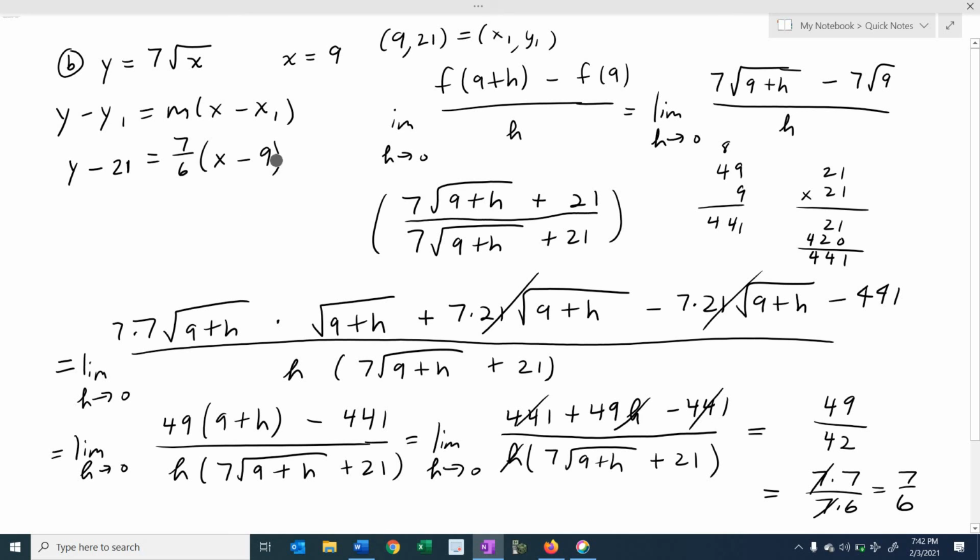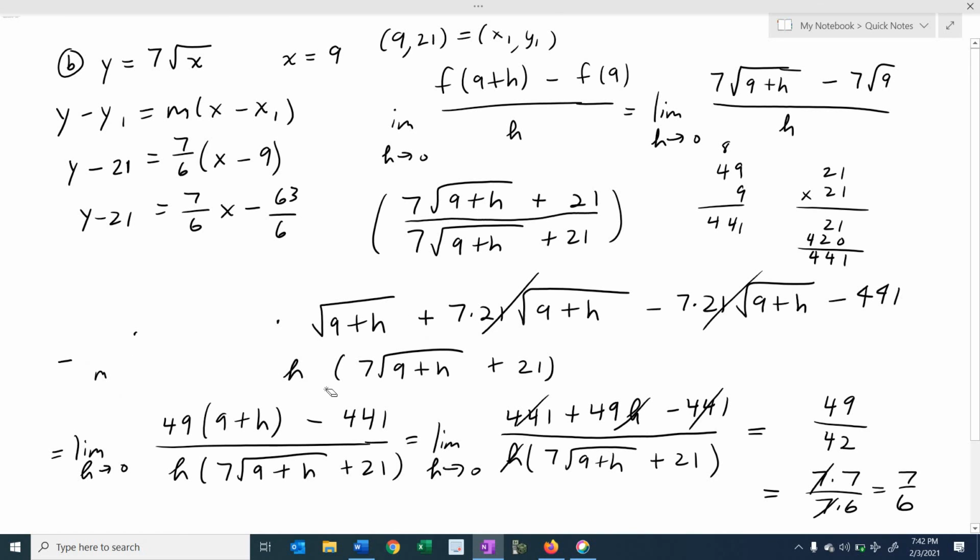Okay, and now to finish this off, let's just distribute the 7 over 6 to the x and the 9. And when you multiply those together, you get 63 over 6. And then let's just add 21 to both sides to get y by itself. Of course, when you add 21 to this side, you're going to have to get a common denominator. So let's write that. Let's multiply this by 6 over 6. And so we get 126 over 6.